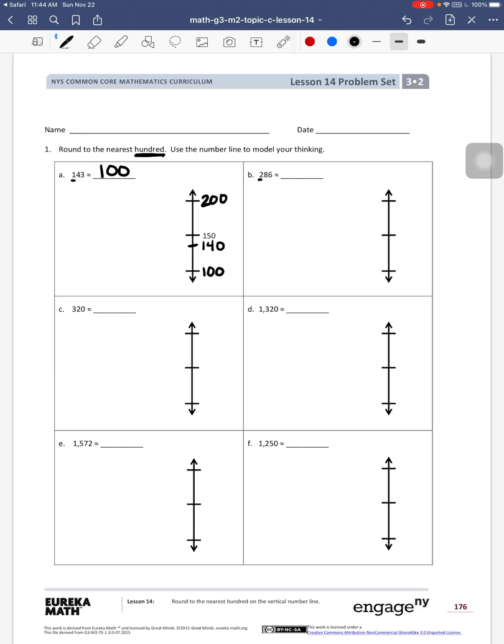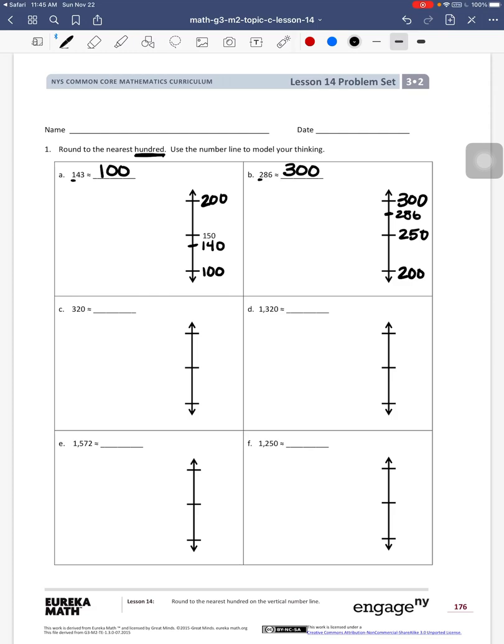286, so we're going to look at that first number, which is 2, so we're going to write 200. 100 more than 200 is what? That's right, 300. And what number goes between? Super, 250. Now let's think, where would 286 land on our number line? That's right, between the 250 and the 300. But it's going to be a little closer to the 300. So I'm going to plot it, 286. So what number does 286 round to? That's right, 300.